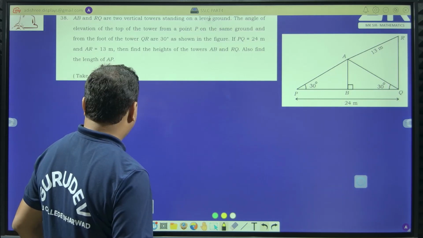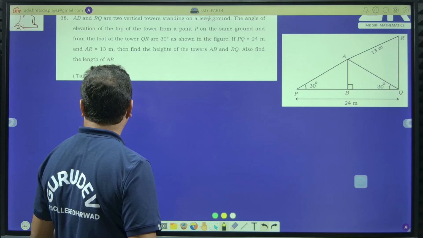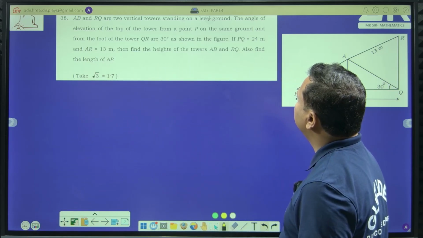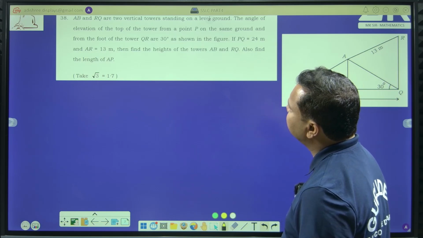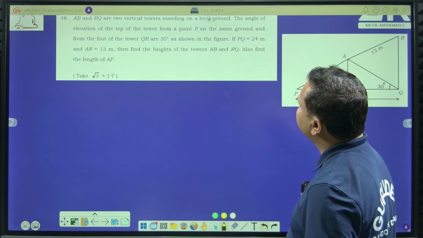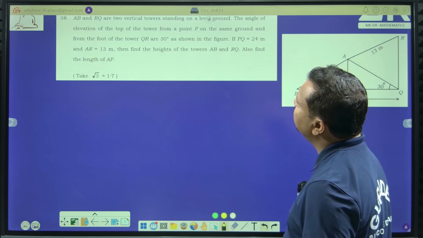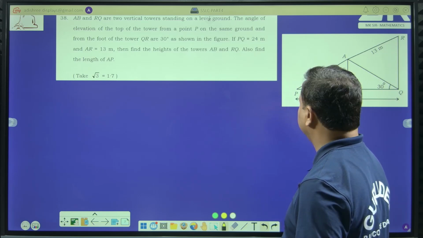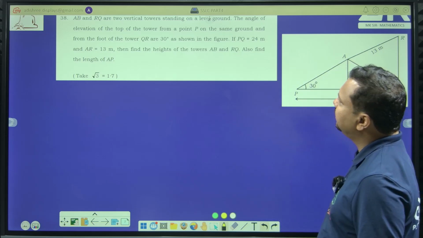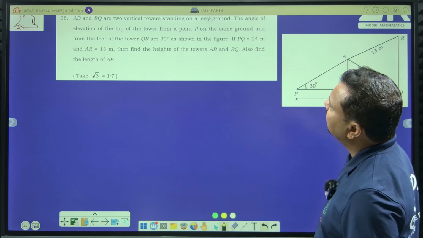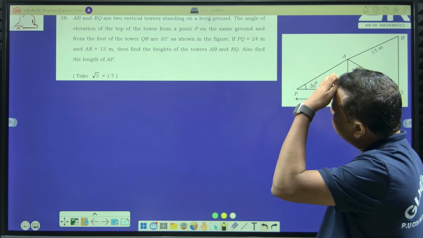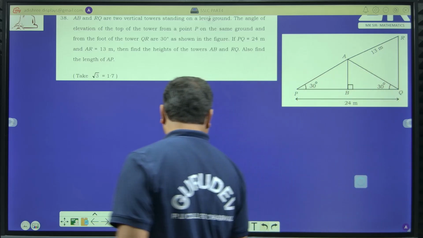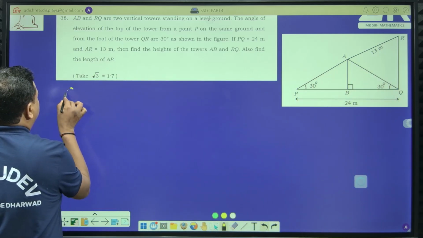The next question is, if AB and RQ are two vertical towers standing on a level ground, the angle of elevation of the top of the tower from a point P on the same ground and from the foot of the tower QR are 30 degree as shown in the figure. PQ is equal to 24 meter, AR is equal to 13 meter. Then find the heights of the towers AB and QR. Also find the length of AP. Okay, so let's look at the solution.